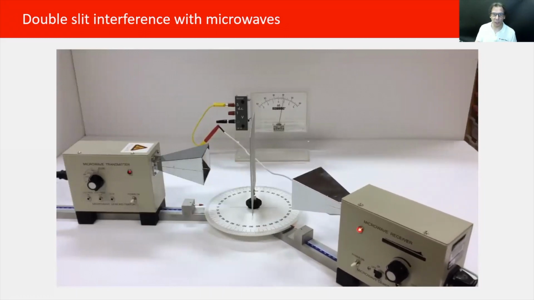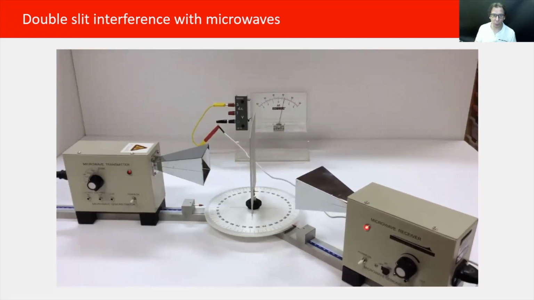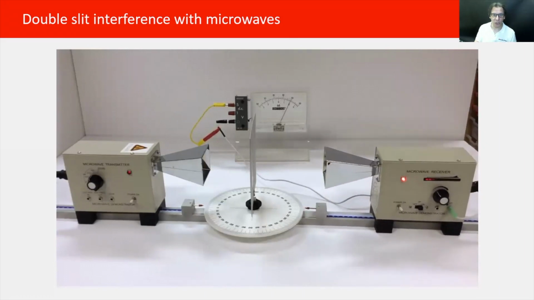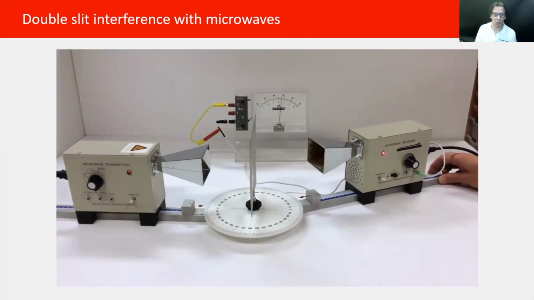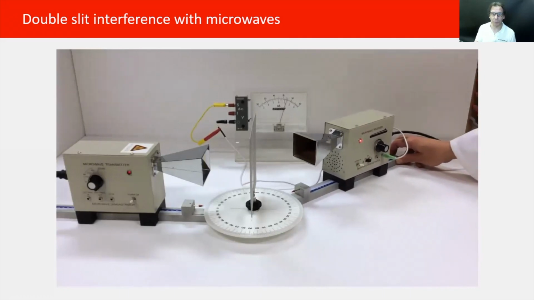Most school microwave kits enable you to modulate an audio frequency on top of the microwaves, which gives an audible indication of the intensity of the waves, which you can hear when the detector is passing through maxima and minima as a variation in the loudness of the sound.